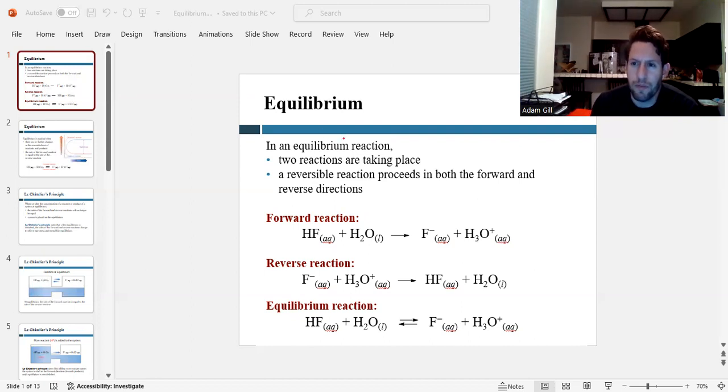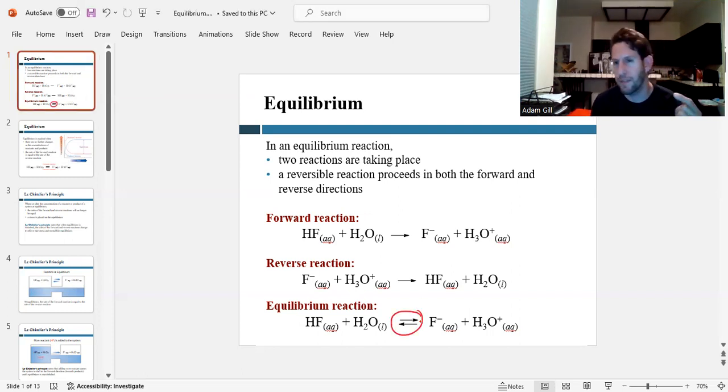Now, equilibrium refers to a chemical reaction that is reversible. And so there's essentially two reactions taking place. You have the forward reaction, so reactants go to form products, or you have the reverse reaction, where your products are now the reactants and they're going back to form what you initially had. And so to show an equilibrium reaction, we just use a reversible arrow here. So that implies that it goes forwards and backwards.